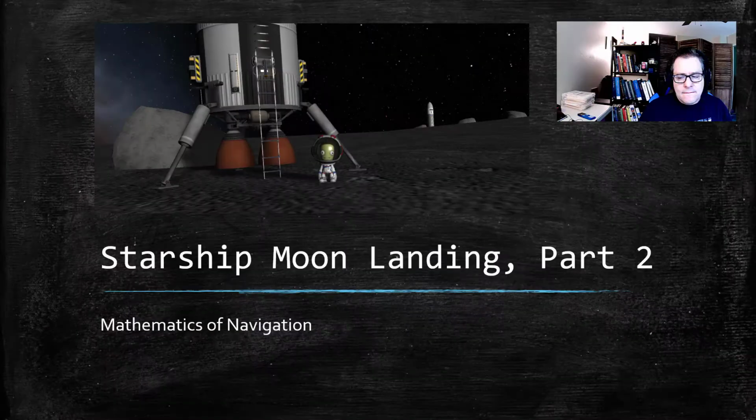Hi, I'm Scott Vaughn. This is a video on the mathematics of navigation. This is part 2 in a series that I've called the Starship Moon Landing. In part 1, I studied the flight path angle and pitch of a spacecraft on its way to the moon. In this part 2, we'll study the mathematics of navigation on the moon. In this video, we'll derive a formula for Rhumb line bearing and Rhumb line distance.